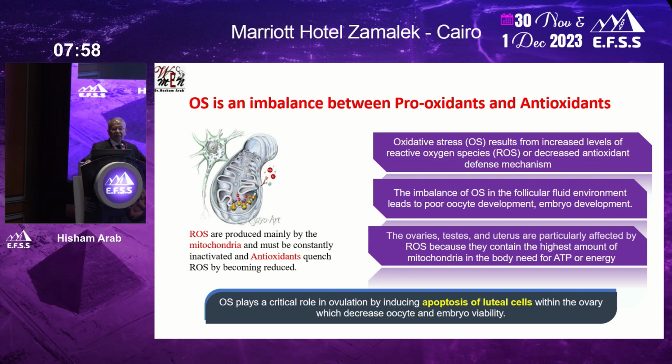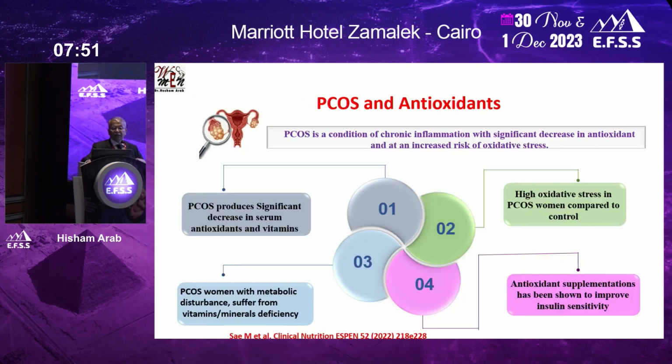And what will happen if you have more of those reactive oxygen species, and the antioxidant protection is going lower down? There will be apoptosis of these follicles. Now, we know in cases of PCOS that there is a significant decrease in the serum antioxidants. They have lower levels of antioxidants in their blood, and they also have high oxidative stress. In addition, antioxidant supplementation has been shown to be effective in these women.